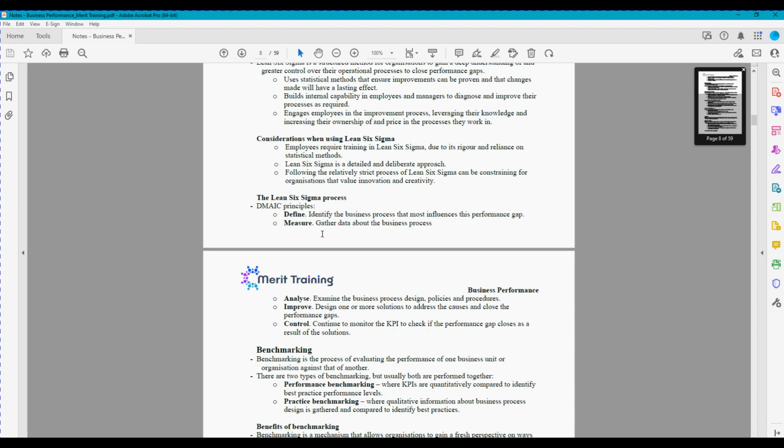And then next is improve. So figure out some solutions. Maybe we're rostering inefficiently on Sundays, triggering double time payments for a number of staff, where maybe we should either be closing the business or not staffing as many on those days. So that's the improvement idea. And then the final one is to control it. After actioning it, just continue to monitor that KPI over time and see if the action actually results in the performance gap closing as a result of the solution we suggested.